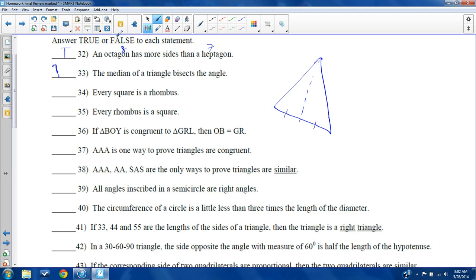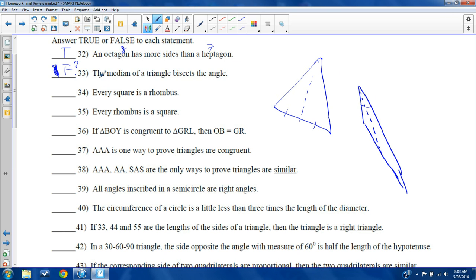I think it's false. Because I'm thinking of an example when I have an obtuse triangle right here, and I have the median go through right here. I'm trying to decide if that divides those into 2 congruent things. I don't know. That's still a question mark.